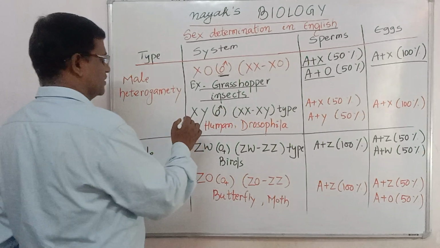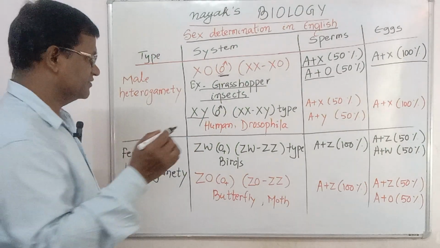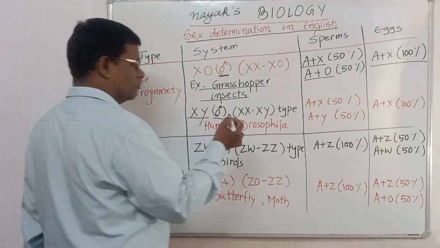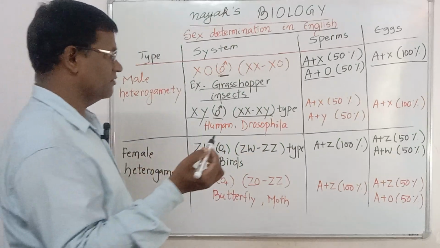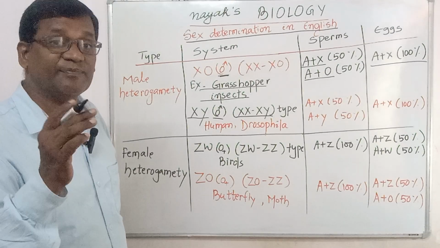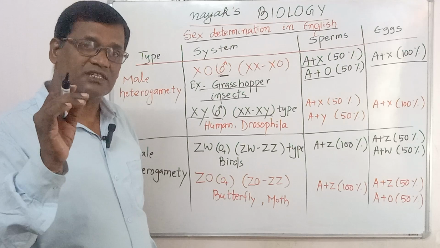Now come to XY, which is XX and XY, and this is the symbol for the male. It is XX and XY type sex determination. Here it is definitely male heterogamy. What does it mean? It means that the male produces two types of sperms.